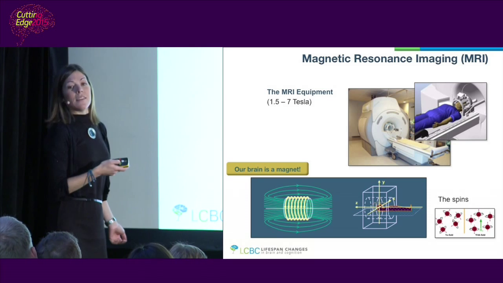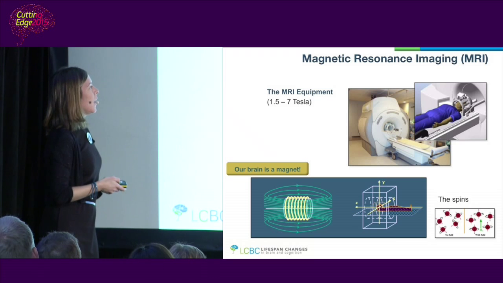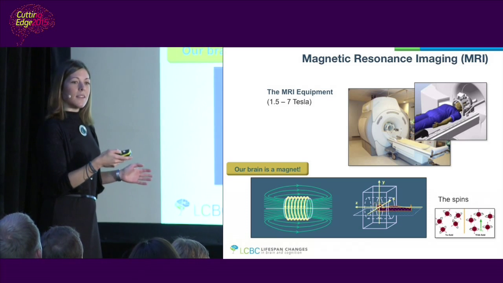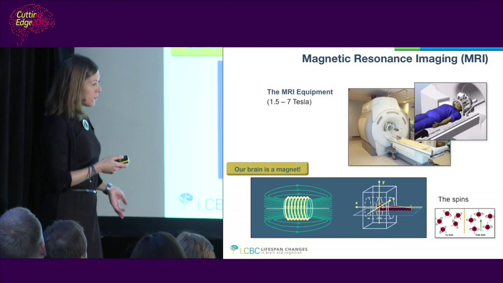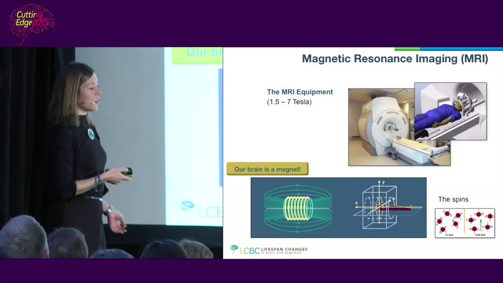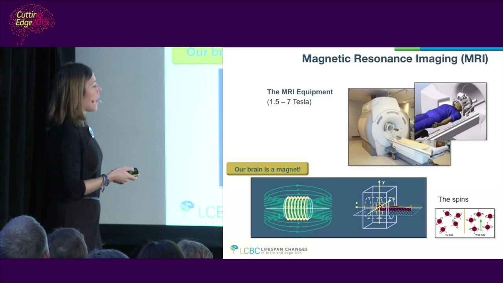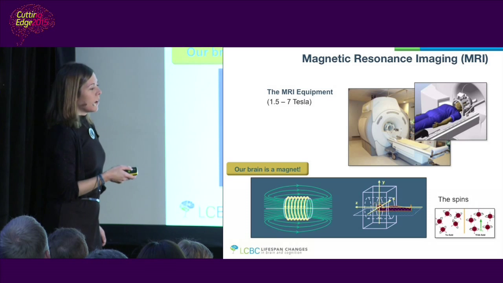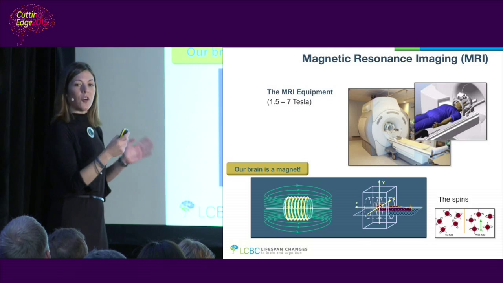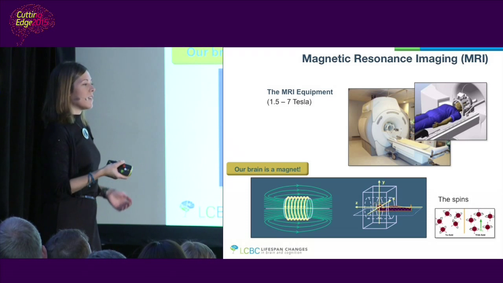It has a magnetic field inside, which is normally between 1.5 and 7 Tesla, which is pretty high. What happens when we put someone inside this machine is that the brain reacts as a magnet. That means that we have these spins that come from the hydrogen in our brain that are freely moving inside. And when the magnet starts reacting, all these spins come into an organized way. So by measuring this moving of the spins, we would know which tissue we have in the brain.